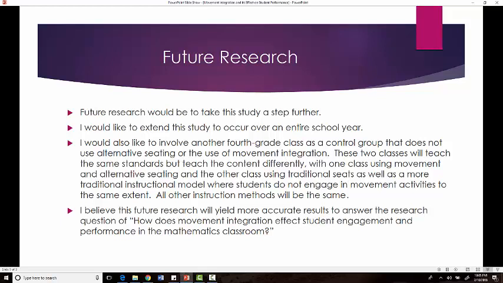I also think that it would be important to involve another 4th grade classroom as a control group that does not use alternate seating or the use of movement integration. So these 2 classes will teach the same exact standards, but they will teach the content differently, with one class using movement and alternative seating, and the other class using more traditional seats as well as a more traditional instructional model, where students do not engage in movement activities to the same degree. All other instruction methods will be the same.